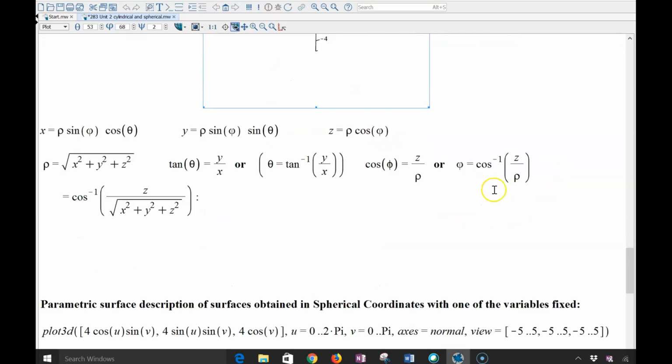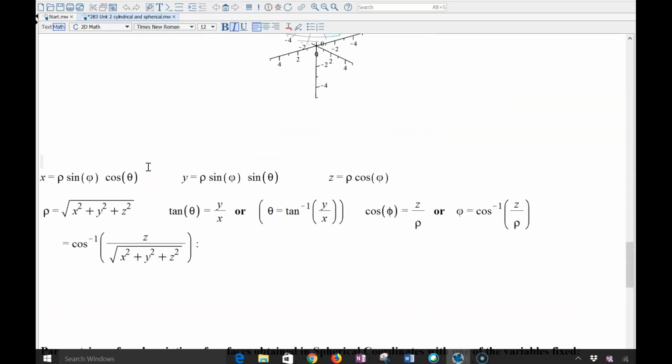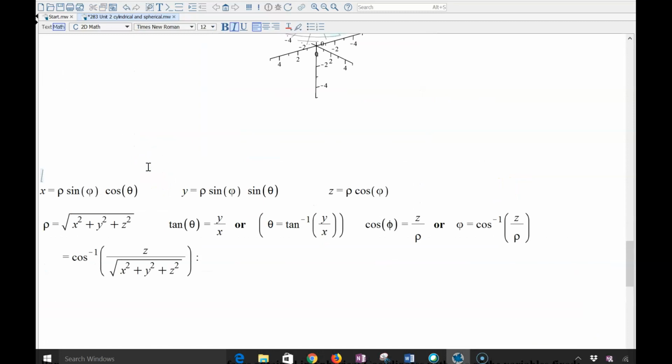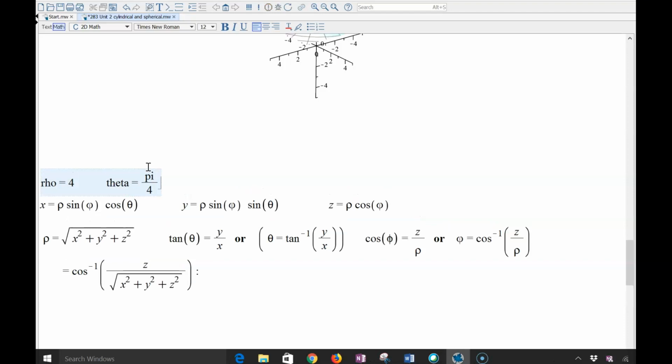I've got the graphs down below. I'm going to show them, but I'm just going to type them up here real quick. They are rho equals 4, so that's a sphere. We're going to find out what that is. It's going to be a sphere of radius 4. Theta is going to equal pi over 4. And then the other one I'm going to do is phi equals pi over 4 in the video. And again, we could make that show up as actual math symbols.